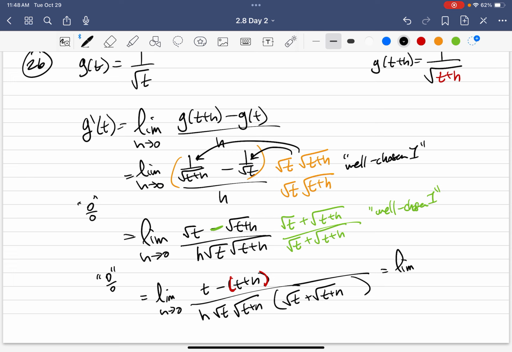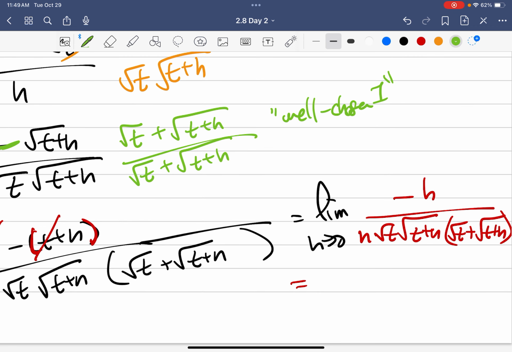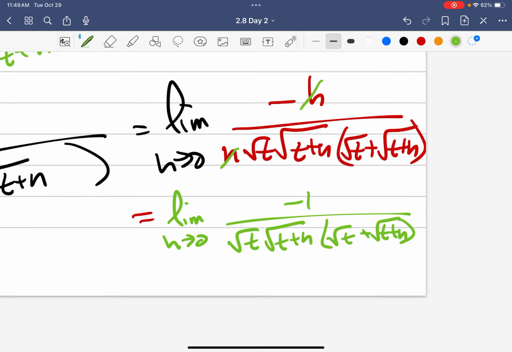So now I take the limit as h goes to 0, and these cancel out nicely. I'm left with a negative h on top and an h root t plus h times root t plus h. These cancel out. I get the limit as h goes to 0 of negative 1 over root t plus h times root t plus h. So now we're ready to see what happens.